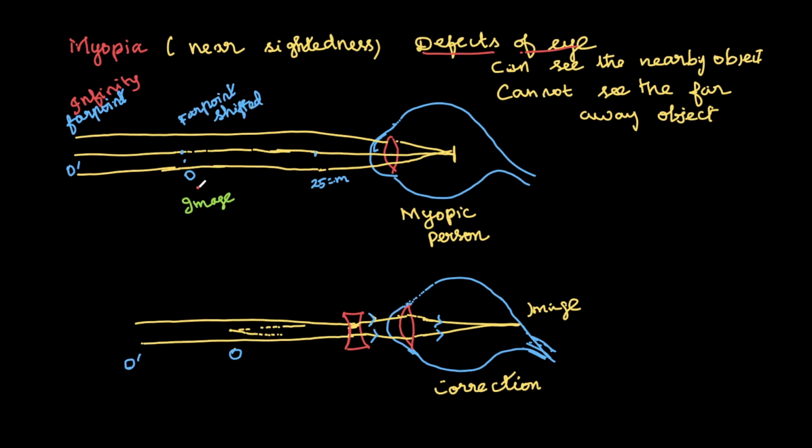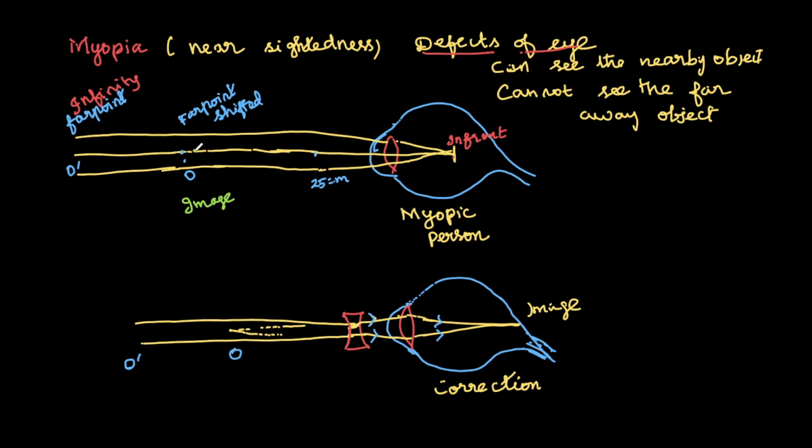The far point is shifted, and that will be represented as O. So when the object is at infinity, they are not able to see it. Why? Because when the object is at infinity, the light will be focused just in front of the retina, so the image is created in front of the retina. So the person is not able to see faraway objects, but they are able to see nearby objects. So the far point is shifted.